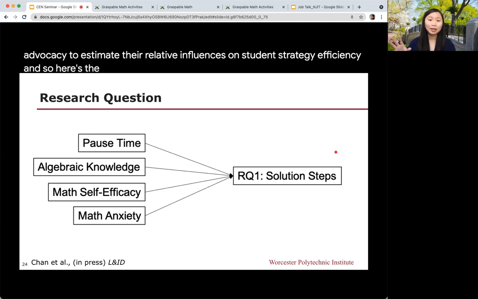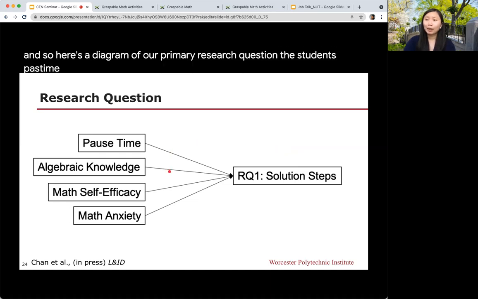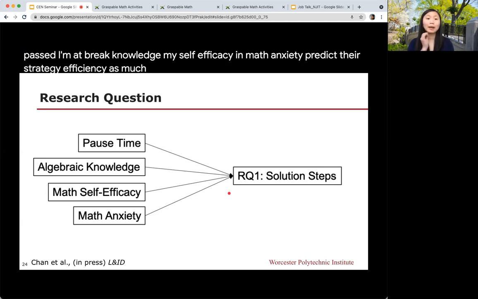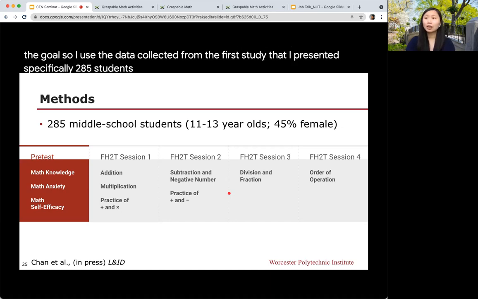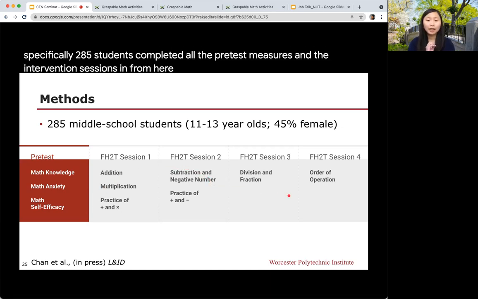And so here's the diagram of our primary research question. Do students' pause time, algebraic knowledge, math self-efficacy, and math anxiety predict their strategy efficiency, as measured by the number of steps they take to reach the goal? So I used the data collected from the first study that I presented. Specifically, 285 students completed all the pretest measures and the intervention sessions in From Here to There, thus these students were included in my analysis.